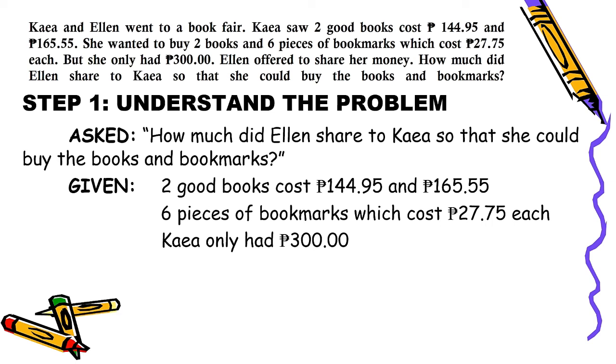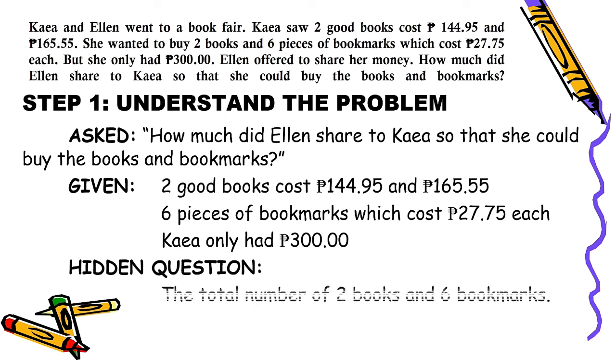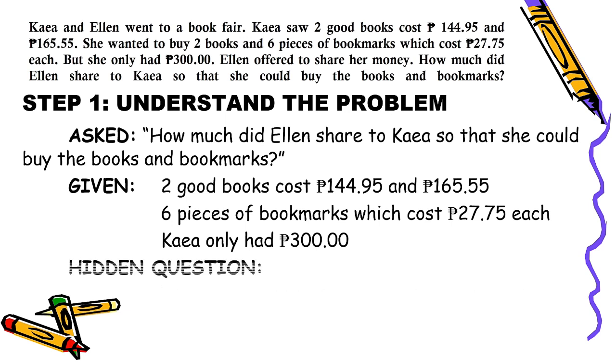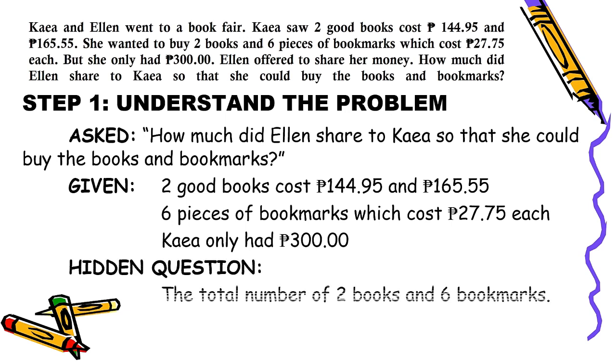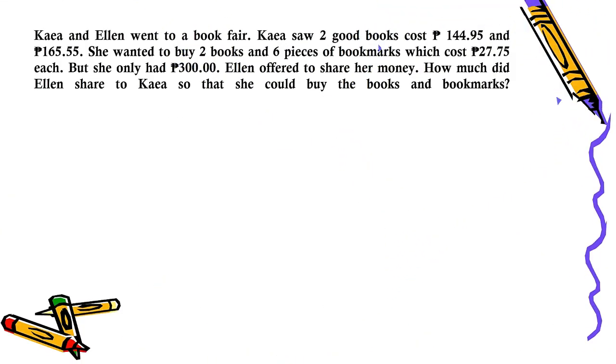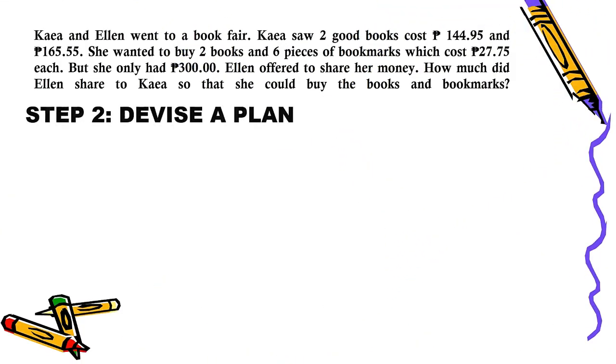And then sometimes there are problems having hidden questions. These are the questions that help you to solve the question being asked. In here, the hidden question is the total cost of 2 books and 6 bookmarks. Next step, you have to devise a plan.